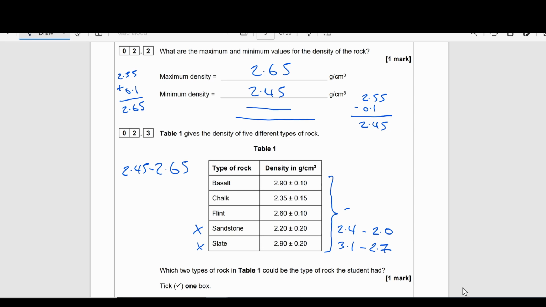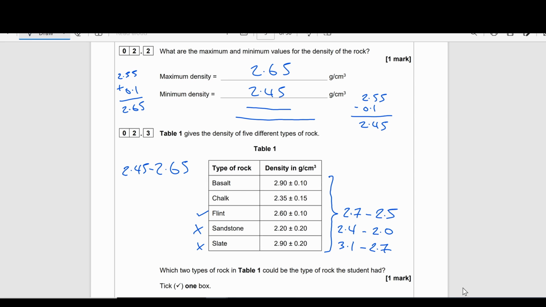Flint, 2.6 plus 0.1, we get 2.7. 2.6 minus 0.1, we get 2.5. Is that in the range? Yes, it is. So flint is one of our options. Let's find the second one.